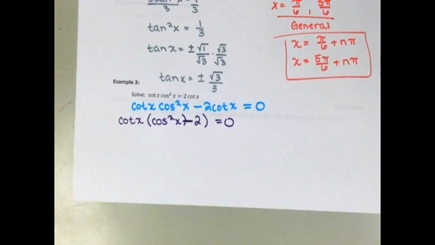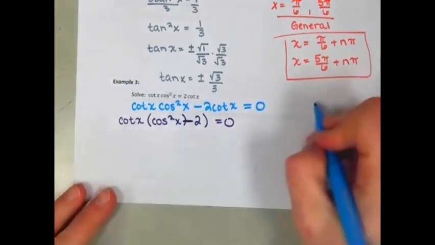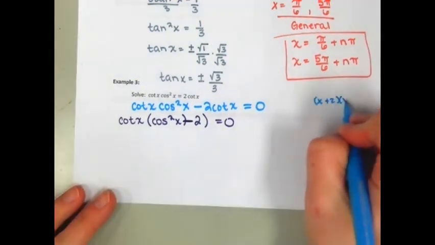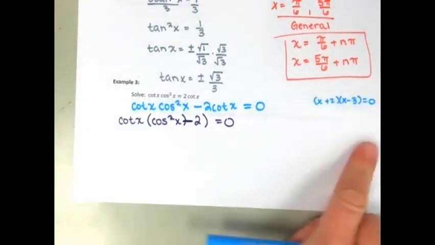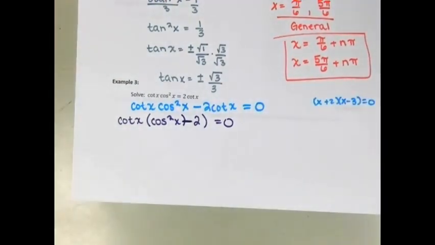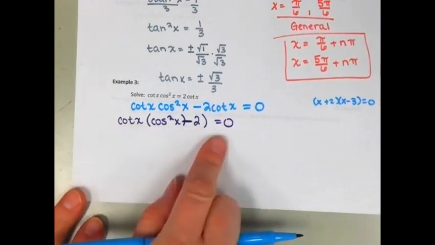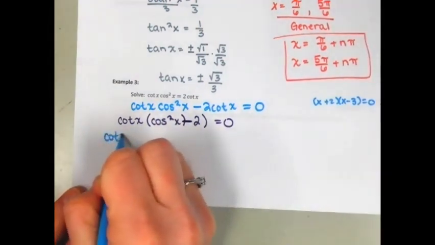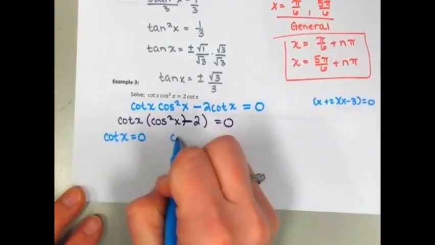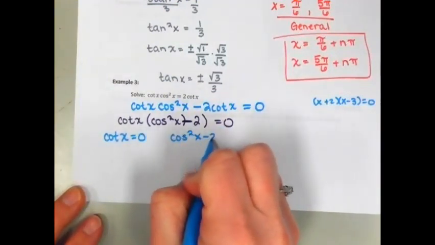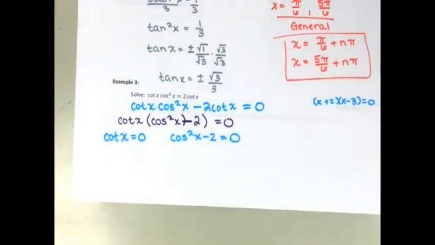Now, once we're in factor form, what do I do? Think about this. If I had something like x plus 2 times x minus 3 equals 0, how would you solve these? Set them equal to 0. So guess what we're going to do here? Set them equal to 0. So we have the cotangent of x equals 0.